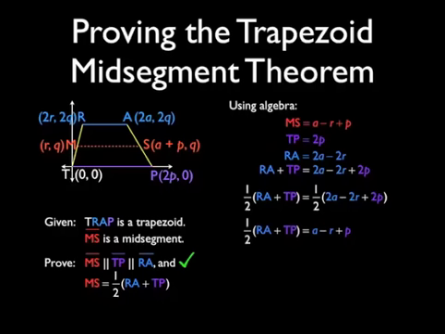Oh, wait a minute. Do you notice something? Look right back up at the top where we said that the length of segment MS was a minus r plus p. And down here at the bottom on the right-hand side, we have a minus r plus p. So that tells us that we can use the substitution property to say that the length of MS is equal to 1/2 the sum of the lengths of the two bases. Wow, isn't that just what we were trying to prove?